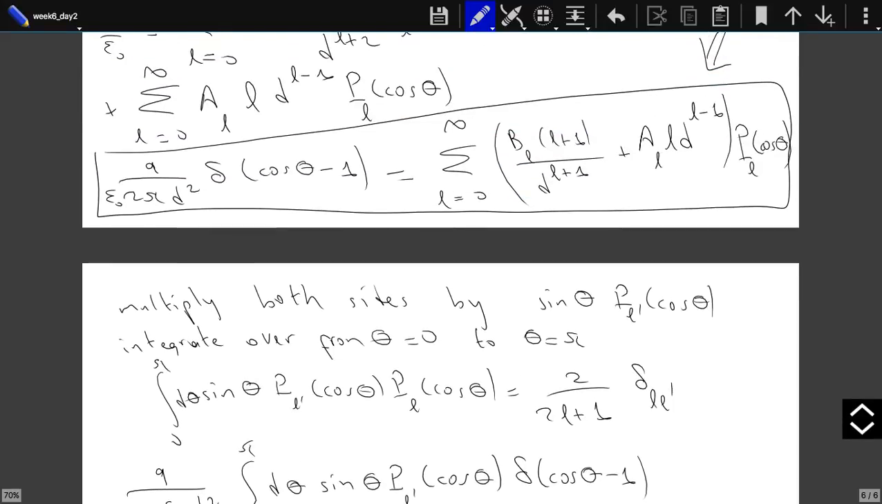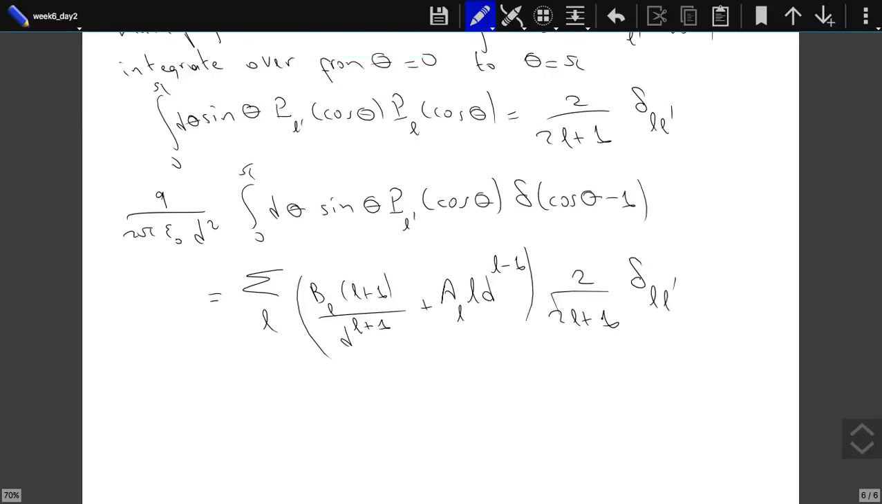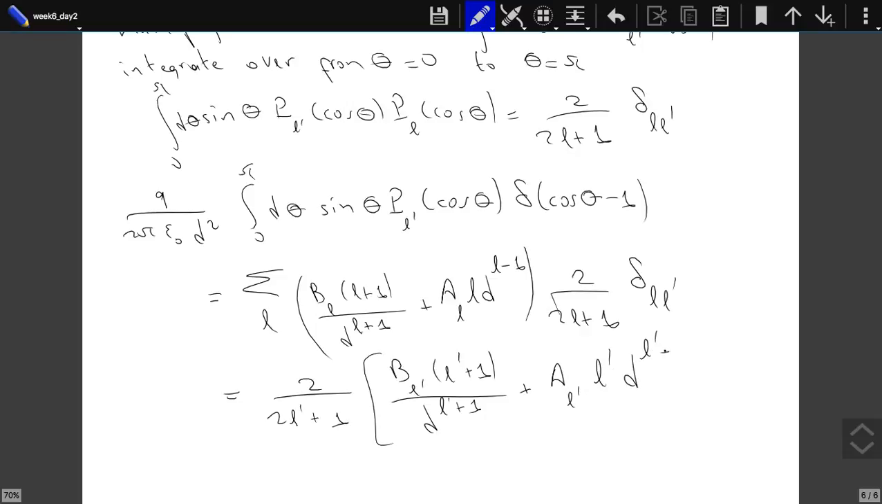times 2 over 2L plus 1 Kronecker delta L L prime. Well, in the sum, I have this P_L of cosine theta, but I'm multiplying it with P_L prime of cosine theta and sine theta and integrating from 0 to pi. That just converts that P_L of cosine theta to this factor over here. So I just wrote it straight away. Now that Kronecker delta basically tells me that in this sum only the term L equal to L prime contributes, all the other terms are 0. So it is equal to 2 over 2L prime plus 1 times B_L prime plus 1 divided by d to the power L prime plus 1, plus A_L prime times L prime d to the power L prime minus 1.